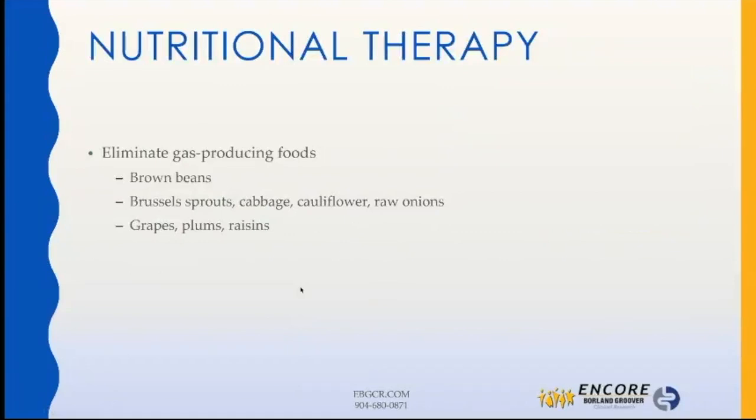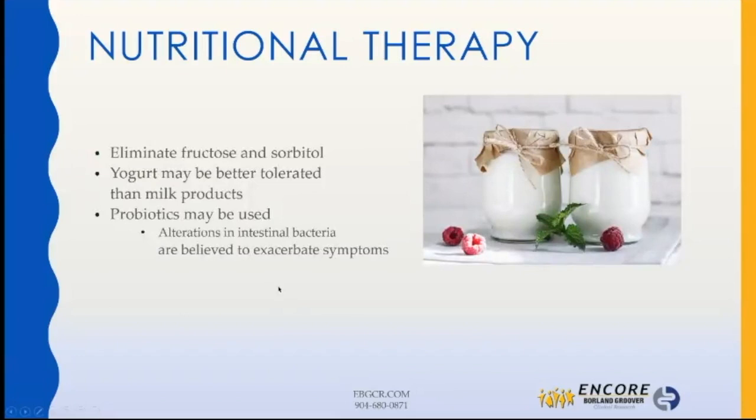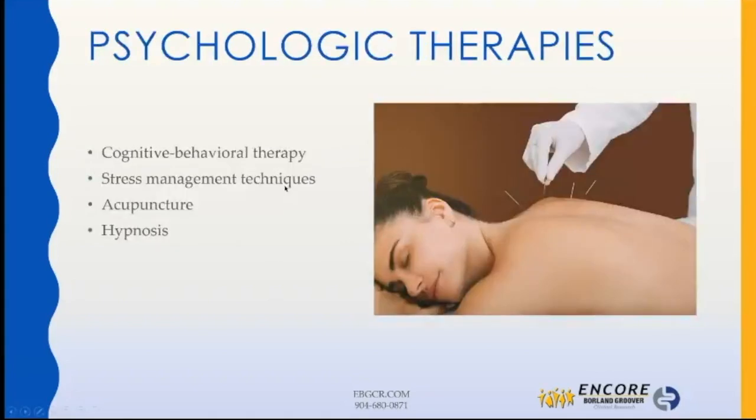Gas-producing foods are generally discouraged, and those are usually your brown beans, Brussels sprouts, cabbage, cauliflower, raw foods, raw onions, grapes, prunes, and raisins. We try to decrease some of the fruits that are high in fructose, and we discourage artificial sweeteners. Yogurt is generally well tolerated in these people. It acts as a probiotic. People used to eat a lot of, especially Greek yogurt, nowadays less. So if somebody is okay with taking yogurt, I usually start there before venturing to some of the probiotics that are available on the market.